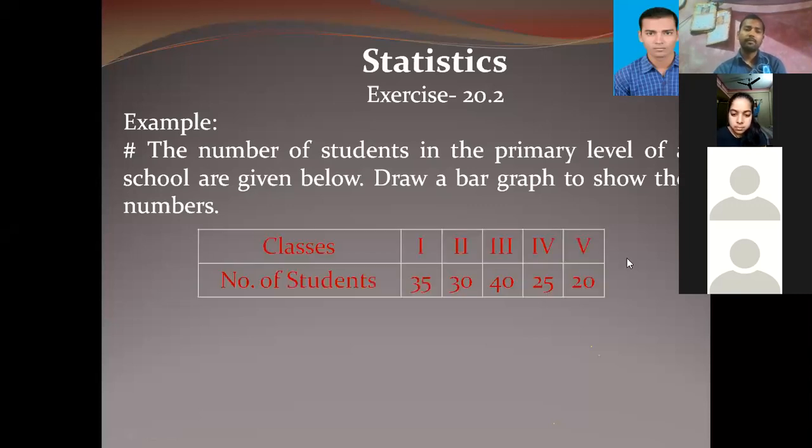And here we have the data. Look here. Classes and the number of students. We are in class first, that means class 1. There are 35 students. In the same way, in class 2, there are 30 students. Class 3, 40. Class 4, 25. Class 5, 20.